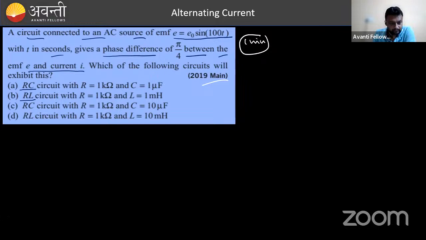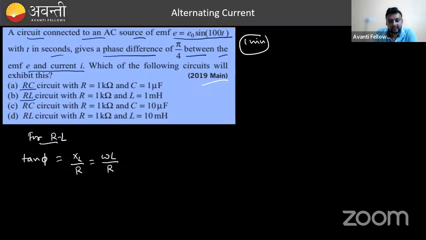So what is the phase difference for RC and RL? I hope everyone remembers, we were running on this chapter for the last few days. For the RL circuit, you should remember tan phi is XL over R, where XL is omega L. So tan phi is omega L over R. Is it clear?